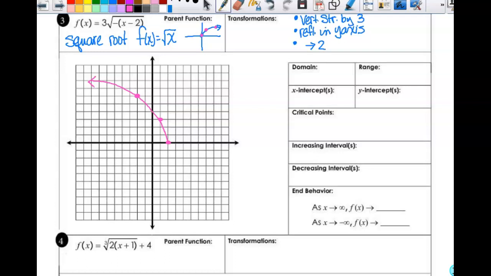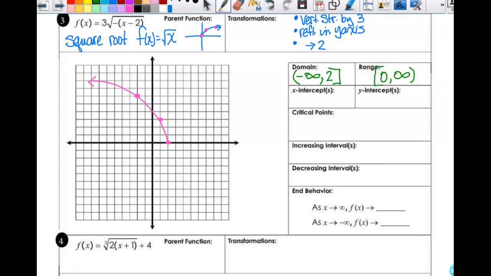All right, so my domain, negative infinity to what? 2. My range starts where? 0 and goes to infinity, and I include the 0 and the 2.